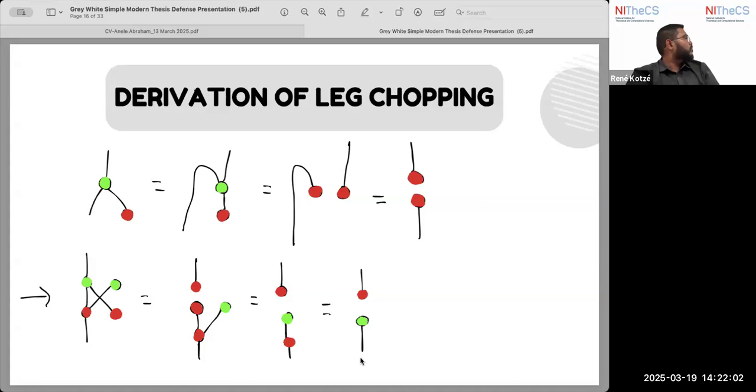This result is only true when phases are 0. Yes. Because, for example, I said the copy rule only works when phases are 0 or pi, so this works when everything is 0. So the leg chopping rule is only applicable to phase 0 as well. Yes.